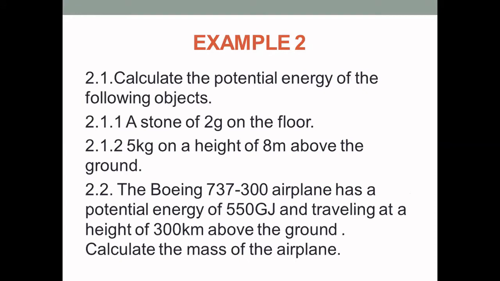Calculate the potential energy of the following objects. Number one, we have a stone of 2 grams on the floor. Number two, 5 kg at a height of 8 meters above the ground. 2.2, we have a Boeing 737-300 airplane with a potential energy of 550 gigajoules and traveling at a height of 300 kilometers above the ground. We need to calculate the mass of the airplane. Let's consider the solutions together.